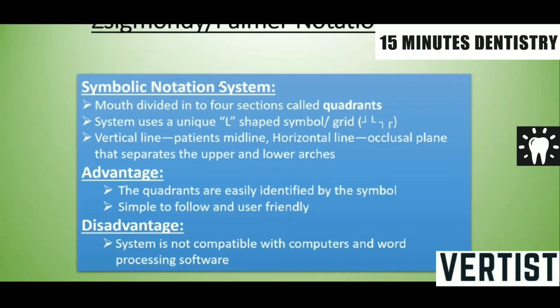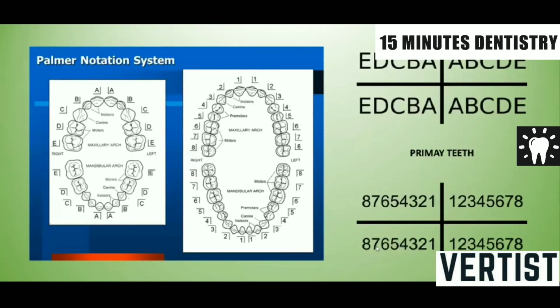Next is the Zsigmondy or Palmer notation system. This is a symbolic notation system, and it uses a unique L-shaped symbol or grid. The vertical line indicates the patient's midline, while the horizontal line indicates the occlusal plane, which separates the upper and the lower arches. The advantages of this system are that teeth are easily identified by the symbol, and it is simple to follow and user friendly. The disadvantage is that it is not compatible with computers and word processing software.